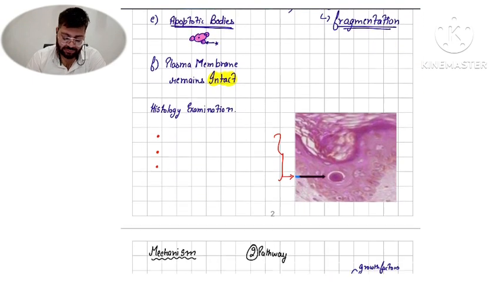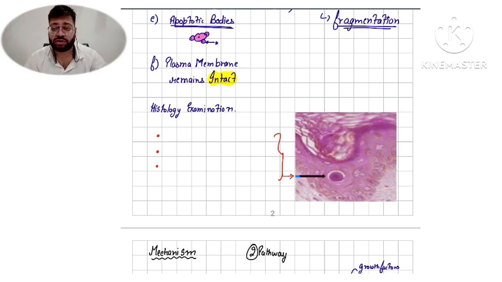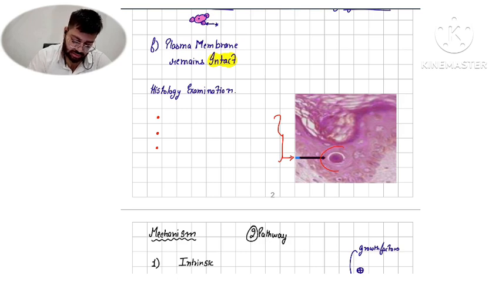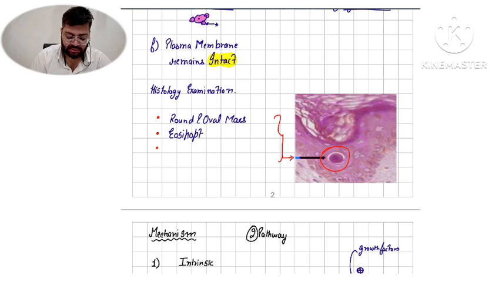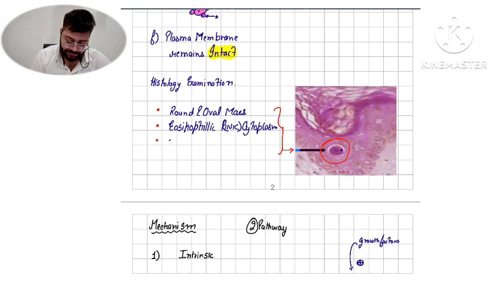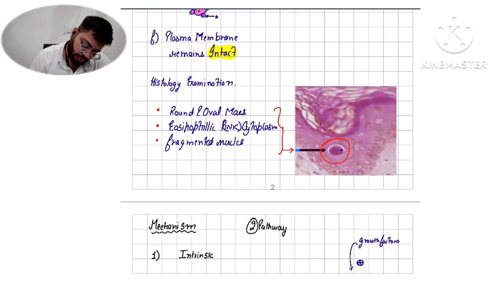How will the histology of an apoptotic cell look, how can we recognize it's apoptosis? The cell we are seeing here is a round and oval mass. It is very dense pink. On histological examination, we say the finding is eosinophilic, which means pink cytoplasm, because cytoplasm appears pink. The next thing is nuclear changes. We will see fragmented nuclear chromatin.